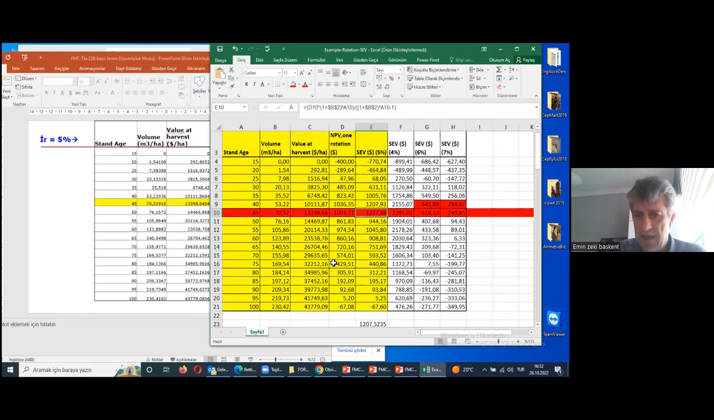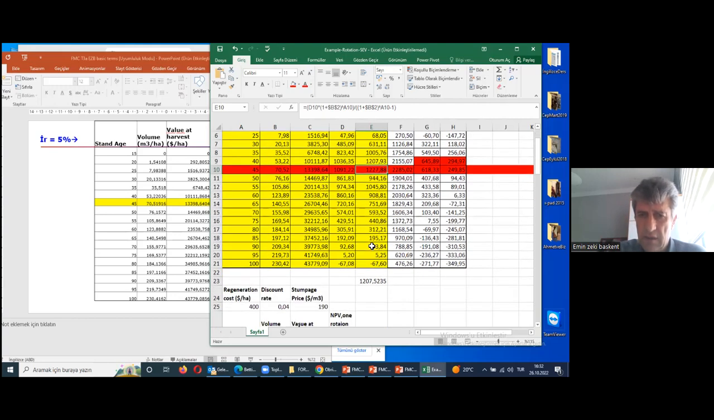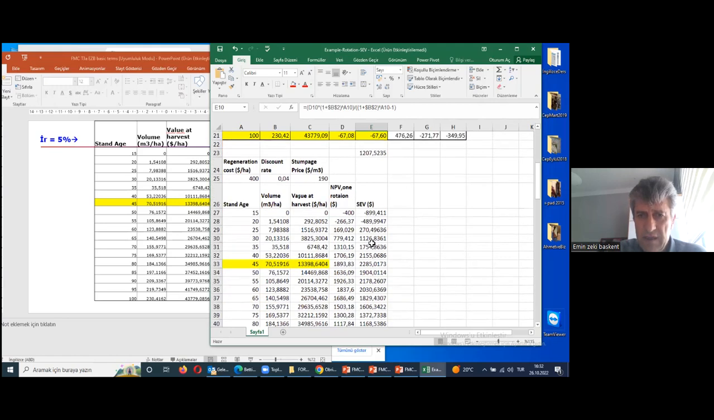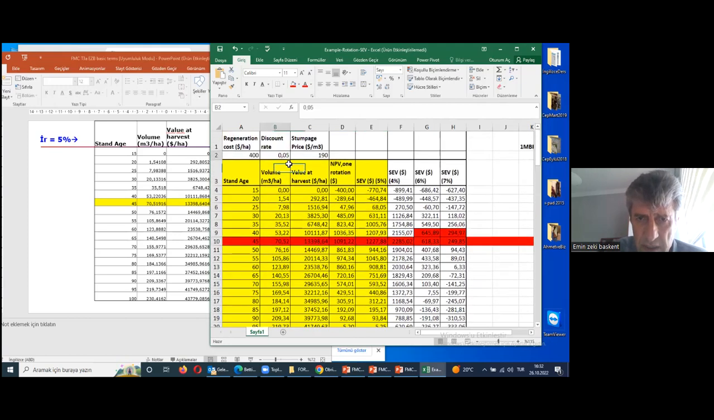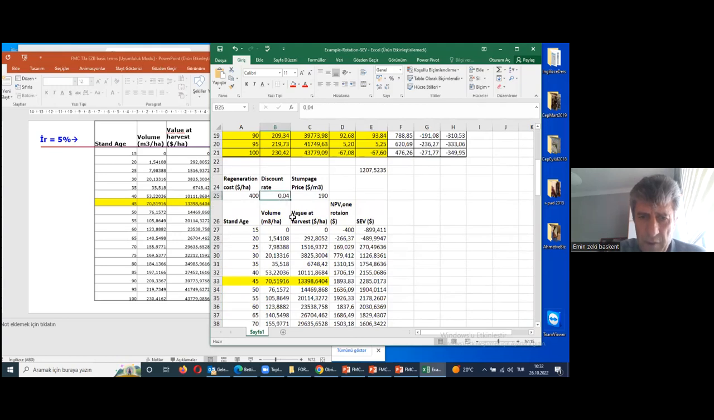So the next thing is, remember that this is given the interest rate of 5%. If we were to increase or decrease or change the interest rate, would you think that the optimal rotation age will change? Okay, let's answer that question. We have the same set of equations, but this time we have only changed the discount rate from 5% to 4%.